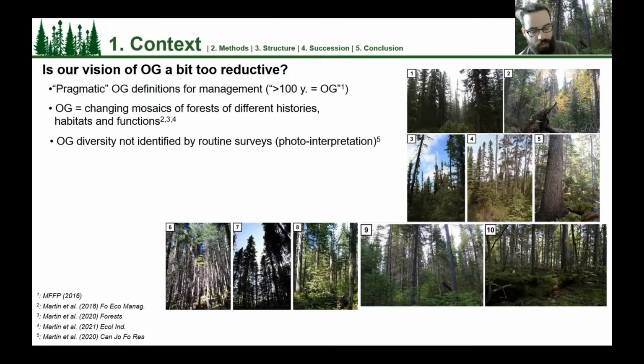For example, in Quebec, with the first survey made by photo interpretation, we observed in a recent study that all old-growth forests in the landscape were classified as regular, even-aged, even when most of the forests were several centuries old, irregular, and uneven-aged, meaning that we are underestimating the complexity of old-growth forests.